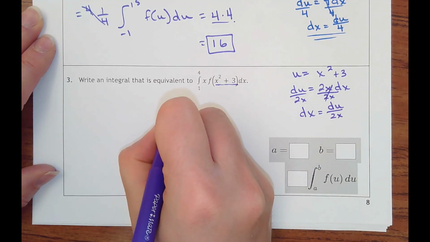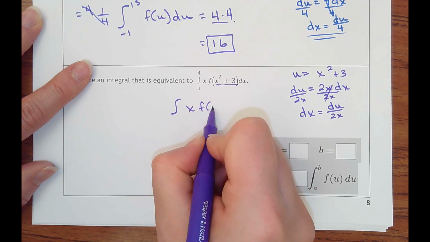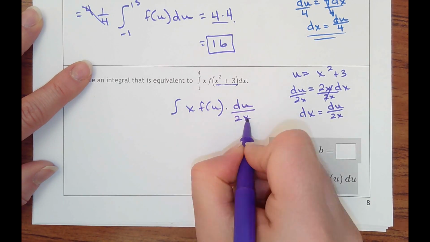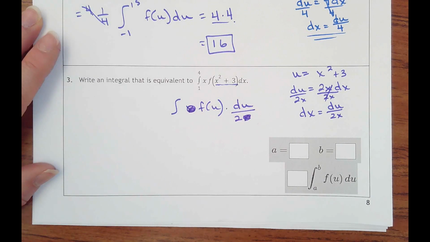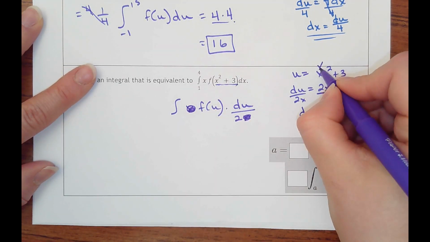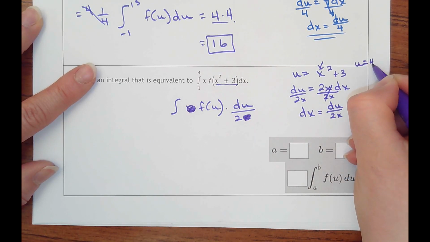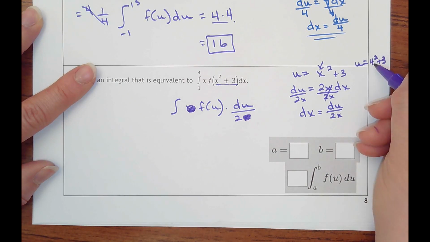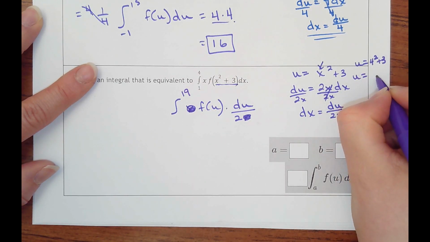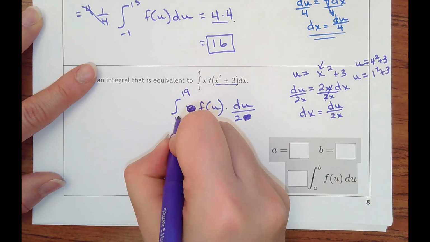I'm ready to substitute. You could go ahead and change your bounds or wait just a minute. I'll have x still in it times f of u. dx is now du over 2x. So do you see here that this and this will cross cancel? That's great because we can't have x's in there. Now 4 needs to get plugged in here. So if x is 4, that's going to be 4 squared plus 3, which is 16 plus 3 is 19. If x is 1, that's going to be 1 squared plus 3, which is 4.